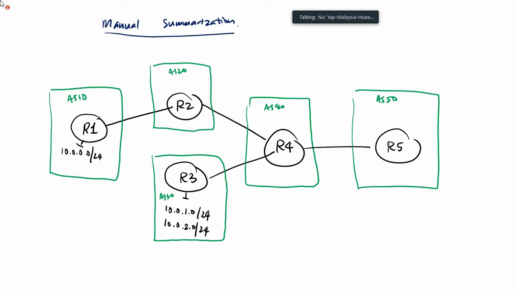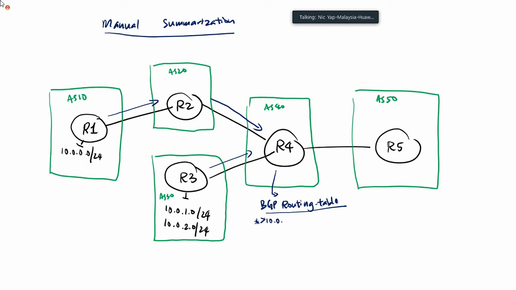Yeah, this is on the manual summarization. So in this case, the 10.0.0.0, 10.0.1.0, and 10.0.2.0 will be forwarded to everybody. So the direction that we send is done like this. Okay. So in this case, it means that in router number 4, in the BGP tables, I should receive this.